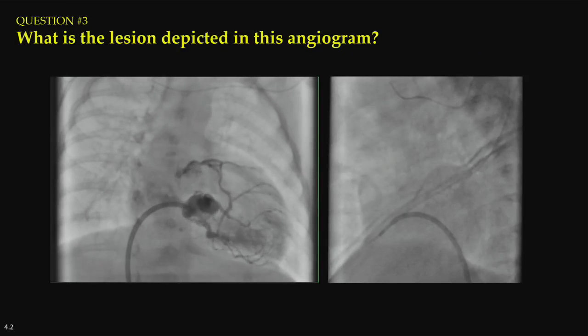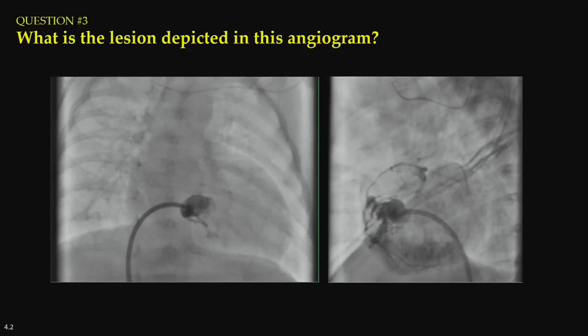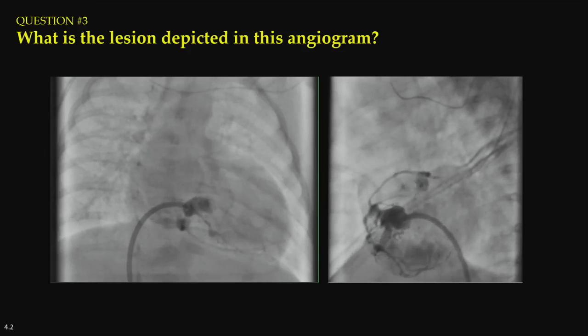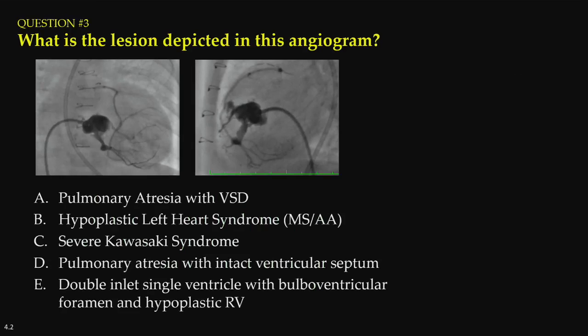Okay, so what is the lesion depicted in this angiogram? So obviously there's no question, or there's no options yet, so just take a look at this for a little while, and then we'll go to the next where I've still framed it for you. Okay, so what is the lesion in this angio? Pulmonary atresia with VSD, hypoplastic left heart syndrome, severe Kawasaki, pulmonary atresia with intact ventricular septum, or double inlet single ventricle with bulboventricular foramen and hypoplastic RV.